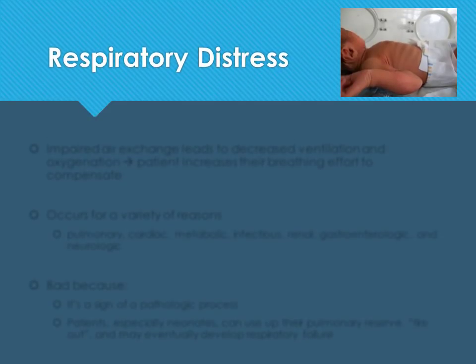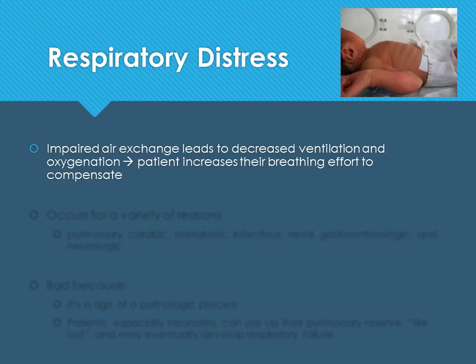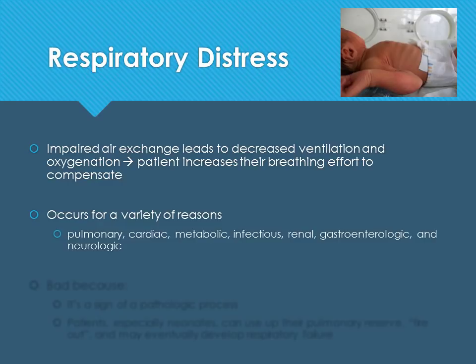What's the definition of respiratory distress? Impaired air exchange that leads to decreased ventilation and oxygenation. The patient increases their breathing effort in order to compensate. This can occur for a variety of reasons. Those reasons could center around a problem within the pulmonary system, the cardiac system, could be metabolic, infectious, or renal in cause, could come from the gastroenterologic system or neurologic.